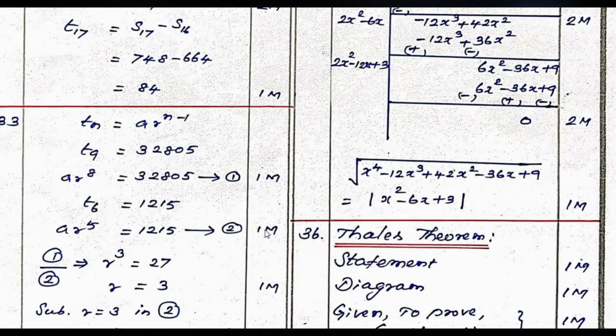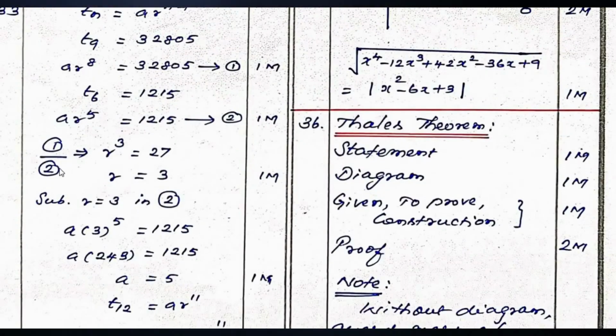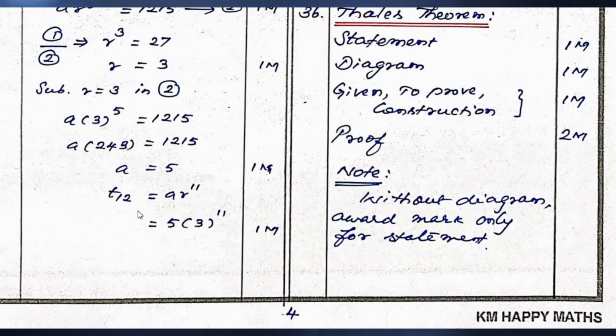And then 33, a GP is given. The nth term of a GP is Tn equal to A R power n minus 1. Here the 9th term and 6th term are given. Substituting into this nth term formula, you get the first equation and second equation. Then divide 1 by 2: R cube is equal to 27, then R is equal to the cube root of 27, which is 3. Substitute this R value in the second equation, we get A equal to 5.